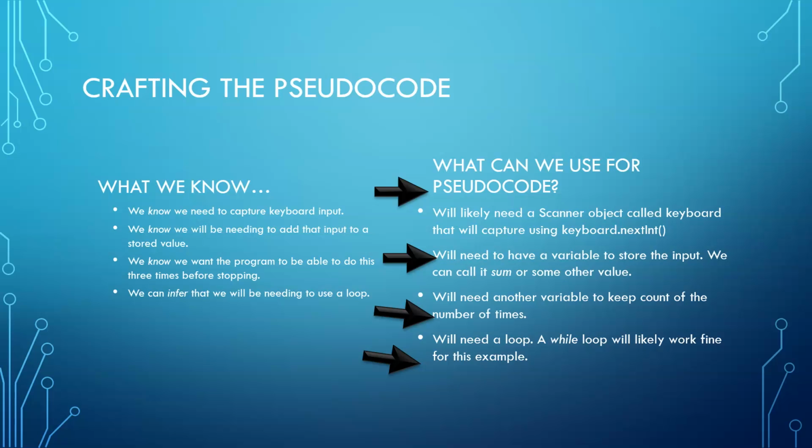What we know versus what we can use. So we know that we can capture keyboard input. If we follow that train of thought over, we're likely going to need a scanner object called keyboard that's going to capture input using keyboard.next. We know we're going to be adding that input to a stored value, so we'll need a variable to store input. We can call it sum or some other name. We know we want the program to do this 3 times before stopping, so we're going to need another variable to keep count of the number of times. And we can infer that we're going to use a loop. So we can use a while loop, which will work just fine for our example.